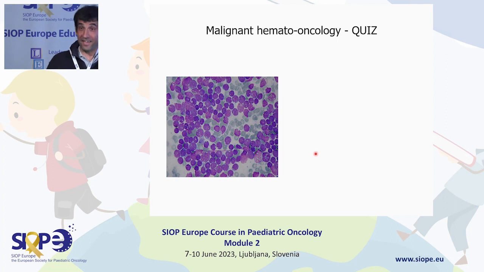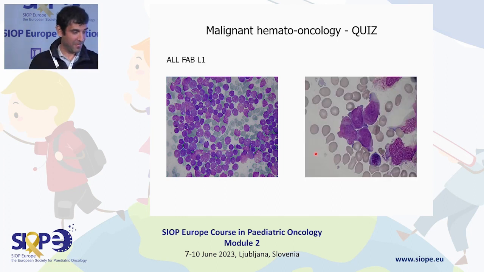L1. ALL L1, correct? What is this? You see an increased number of rods in the cytoplasm. M3. Pardon? M3. M3, correct? Good.